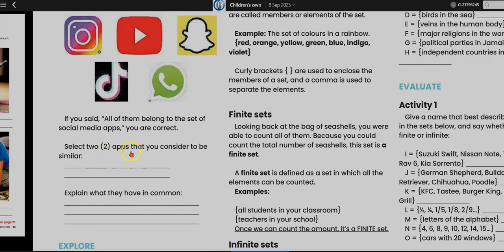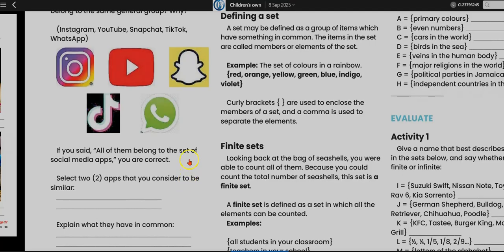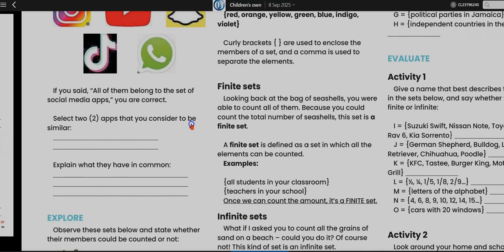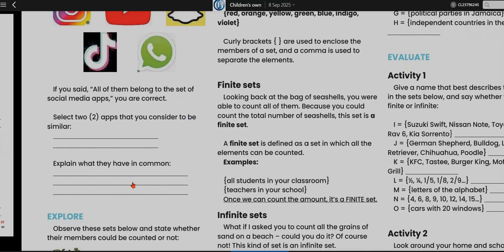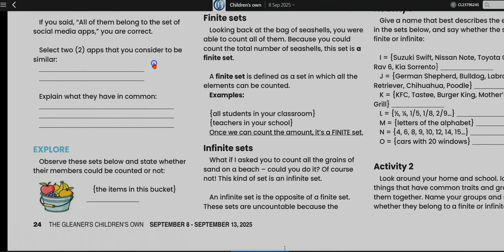Now, select two apps that you consider to be similar. Well, I guess you can watch stuff on Insta and YouTube, right? You can send your messages. Well, you can send messages too on some of these platforms as well. So you can go ahead and explain what they have in common. Pay attention to that word.